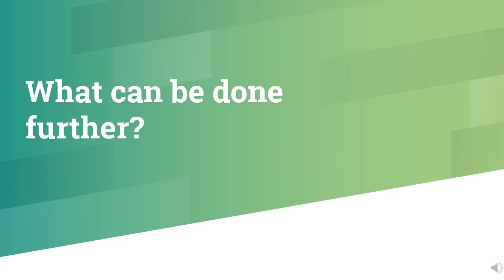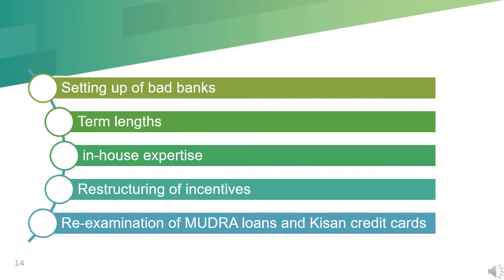Now, what can further be done? Some of the following approaches can be adopted. First, setting up of bad banks. A bad bank handles the bad business of other banks, freeing them of the burden of resolving their bad loans themselves. The concept is to divide a bank's assets into two categories, good and bad. By separating the two, a bank can avoid the contamination of good assets by the bad. It also alleviates the concerns of investors and helps the bank focus on future lending by improving health and transparency.